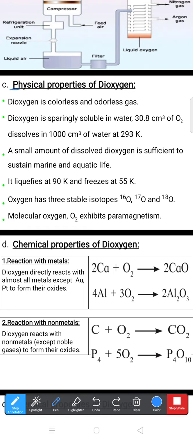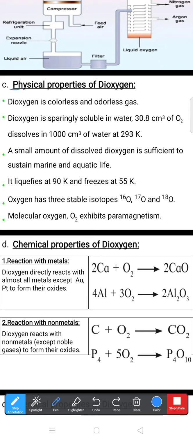In the physical properties of dioxygen, dioxygen is a colorless and odorless gas. Means we cannot see the color, we can take the odor, but we cannot feel it. That is odorless. Dioxygen is sparingly, means a little bit, soluble in water. About 30.8 cm cube of oxygen dissolves in 1 liter, means 1000 cm cube of water at 293 Kelvin. A small amount of dissolved dioxygen is sufficient to sustain marine and aquatic life. This is a very important physical property of dioxygen, which is beneficial for fish as well as other aquatic animals.